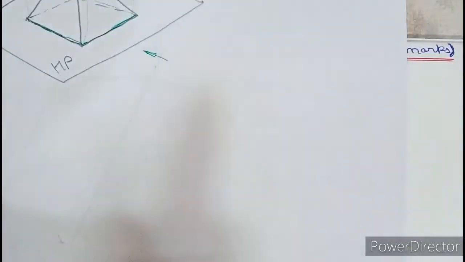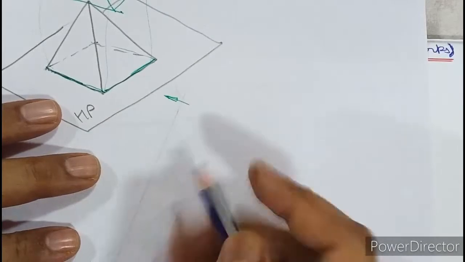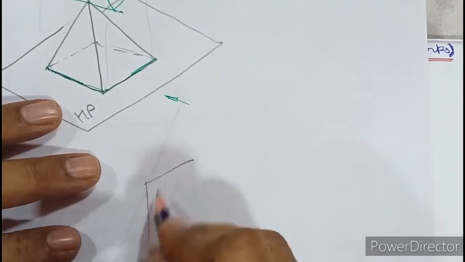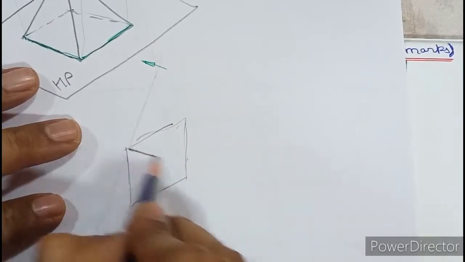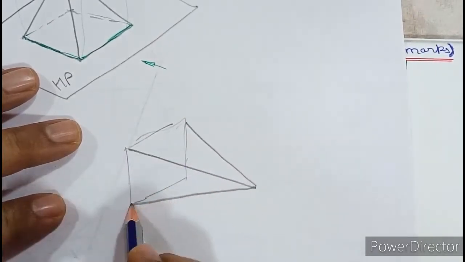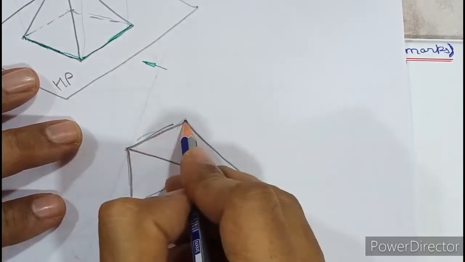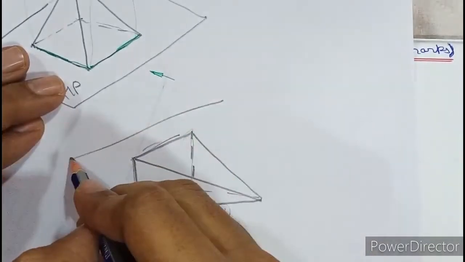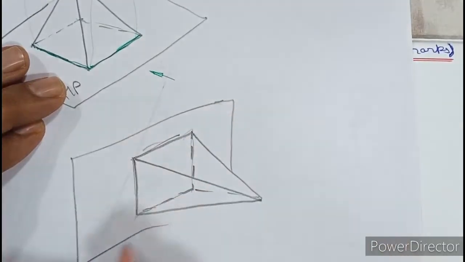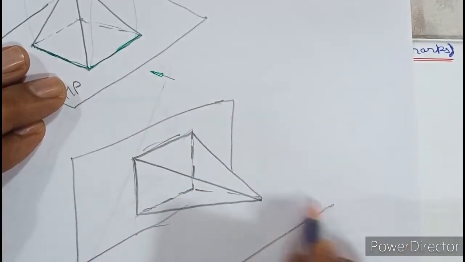Similarly, the converse of that: suppose I draw a square pyramid, for example. If a pyramid rests on a vertical plane, let me draw a square pyramid. It rests on a vertical plane, as you can see here. So see, this is the vertical plane.